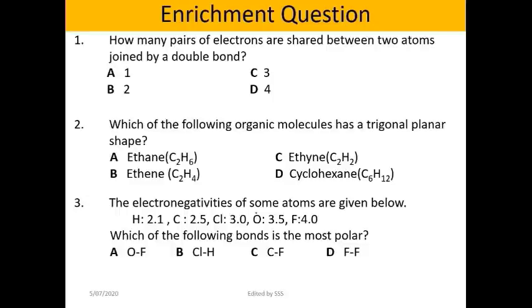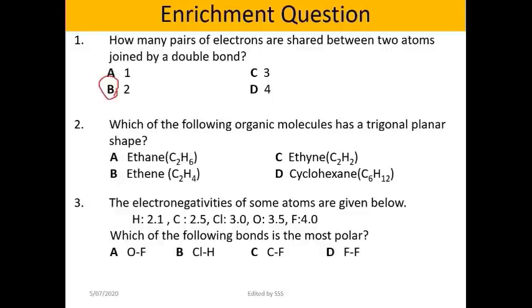Question first. How many pairs of electrons are shared between two atoms joined by a double bond? The answer is 2.